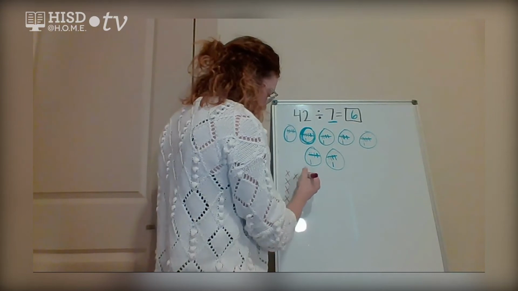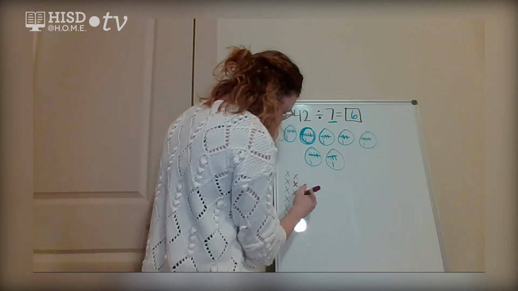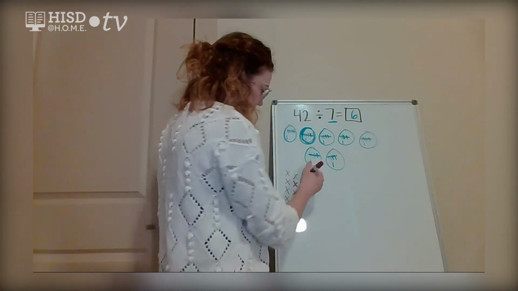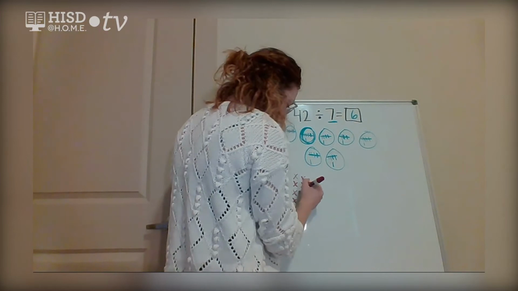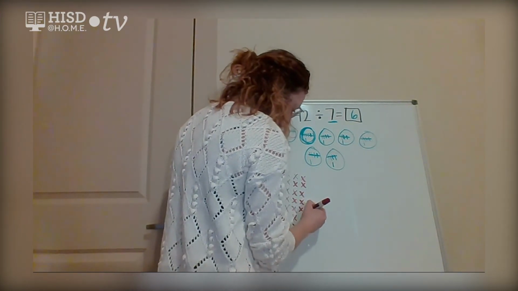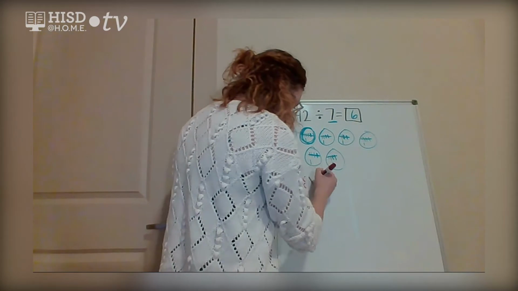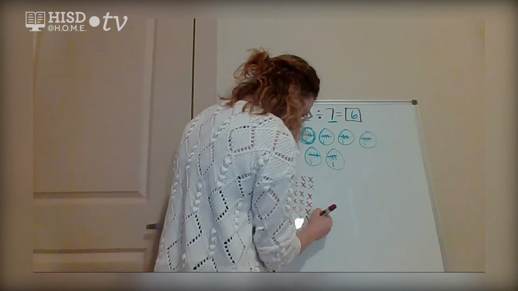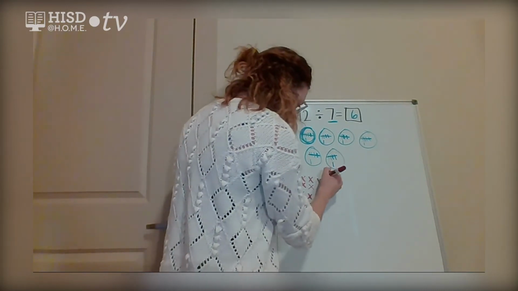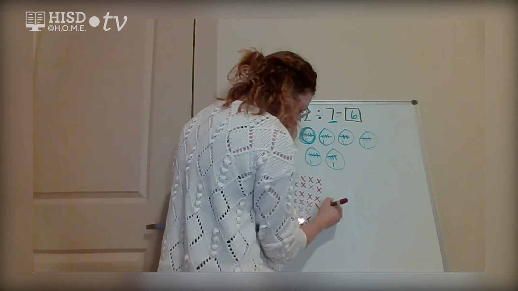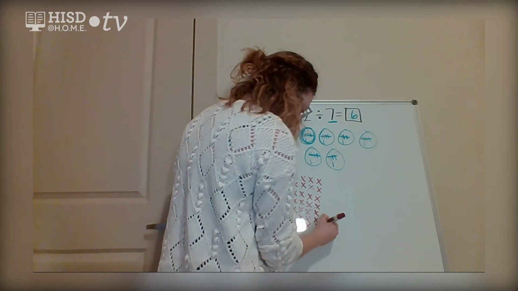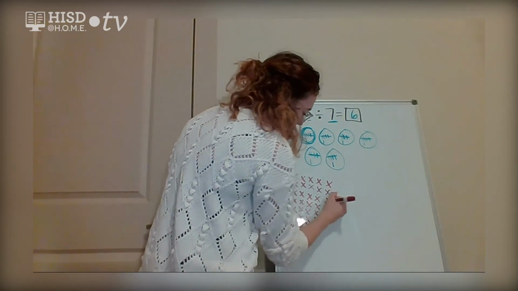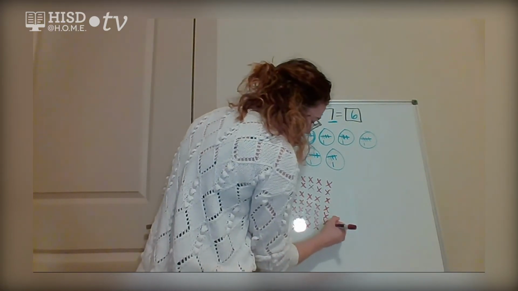7, 8, 9, 10, 11, 12, 13, 14, 15, 16, 17, 18, 19, 20, 21, 22, 23, 24, 25, 26, 27, 28, 29, 30, 31, 32, 33, 34, 35, almost there, 36, 37, 38, 39, 40, 41, 42.